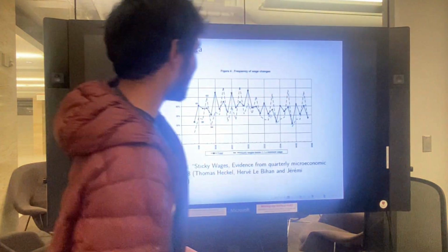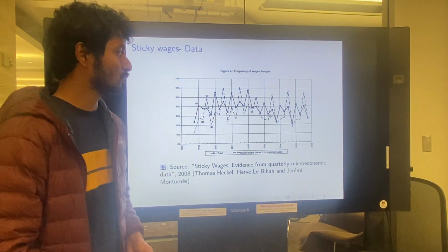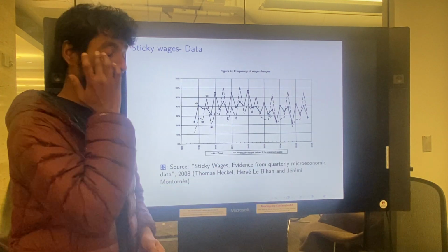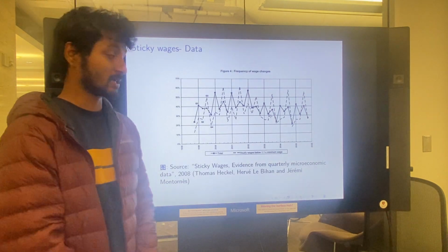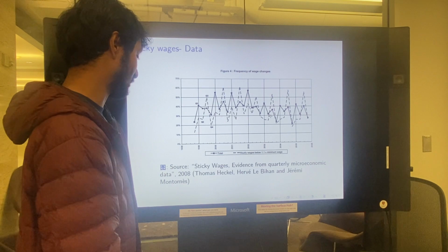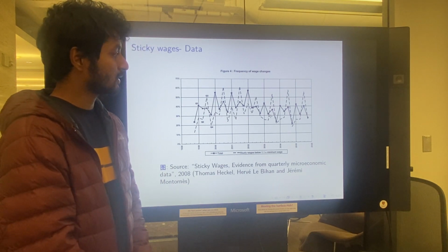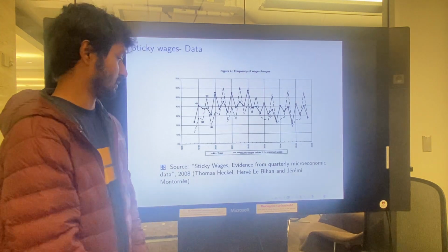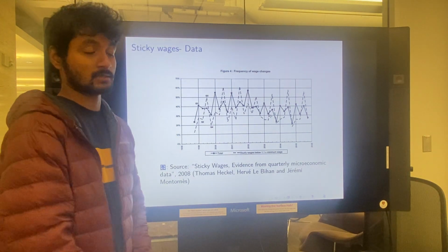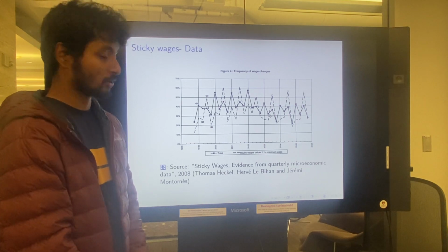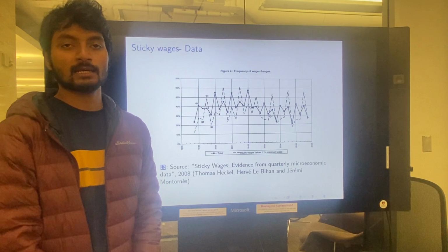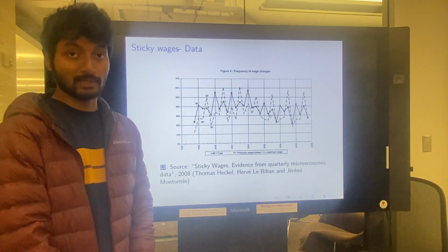One short graph that I wanted to show you to show this entire idea of price and wage stickiness. This is taken from this paper, Sticky Wages: Evidence from Quarterly Microeconomic Data, where they look at two variables. One is the wages, the total wages of aggregate sectors across different quarters. Q1, Q2 are different quarters, and the second is they look at hourly wages below the minimum wage.